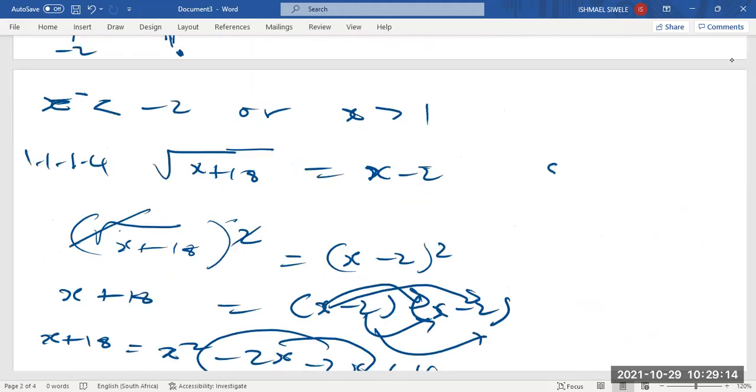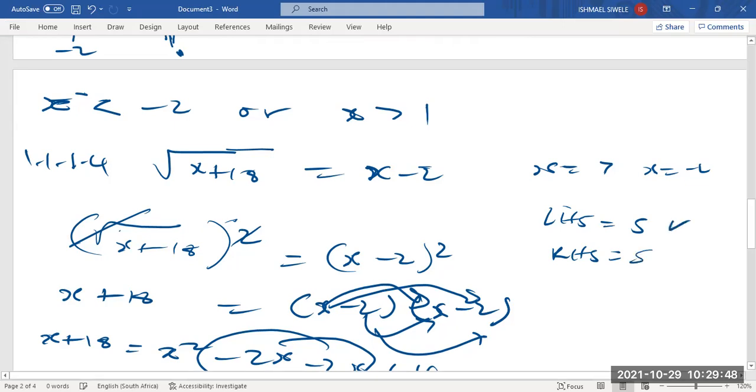We have x equal to 7 and x equal to negative 2, right? So just punch this on the calculator and see if it is going to do the same thing. If I punch in square root of 7 plus 18, on my left hand side, I'm getting 5, right? And then on my right hand side, 7 minus 2, it's 5 as well, you see? So it means this one is the solution, and so 7 is the solution.